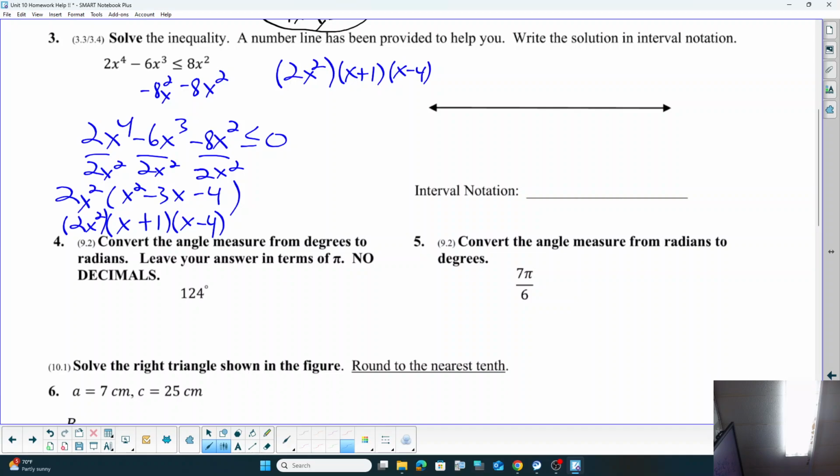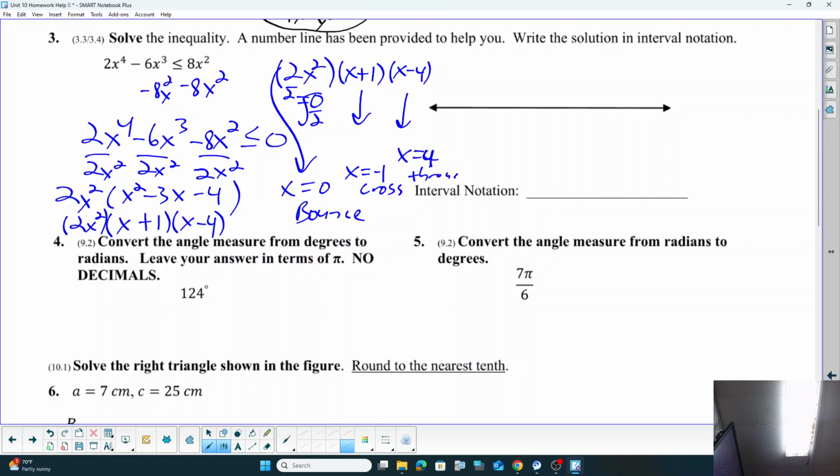Okay, so then each of those can be set equal to 0. And so you divide by 2, and then we square root both sides. So this one's just 0. This one is opposite side, negative 1, and positive 4. And so this one is a bounce. We're going to bounce at 0. You remember bounce and cross through? And these two are crossed through because of the power 1. Remember, power 1 cross through.